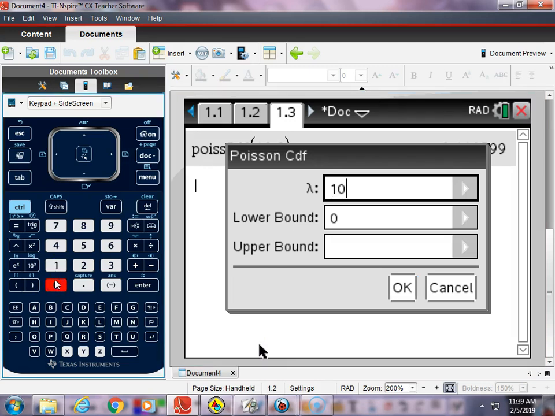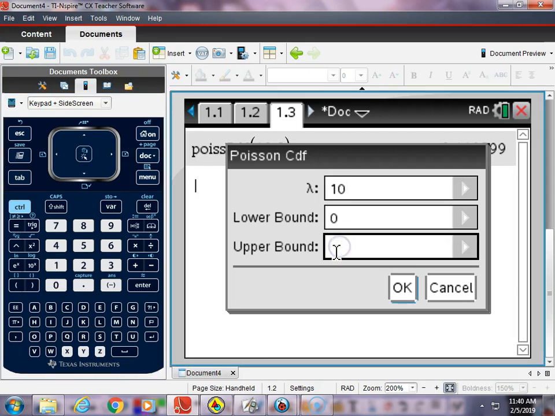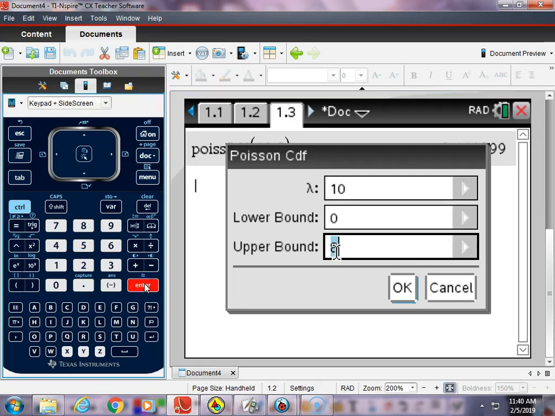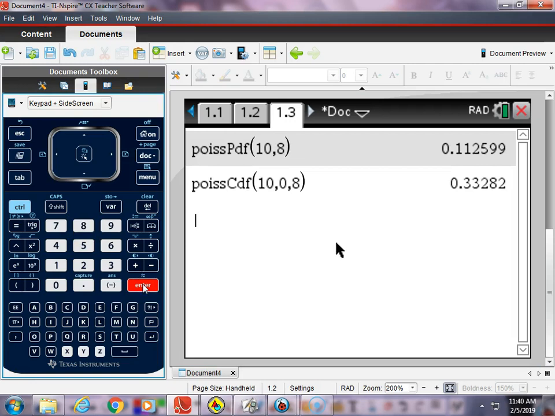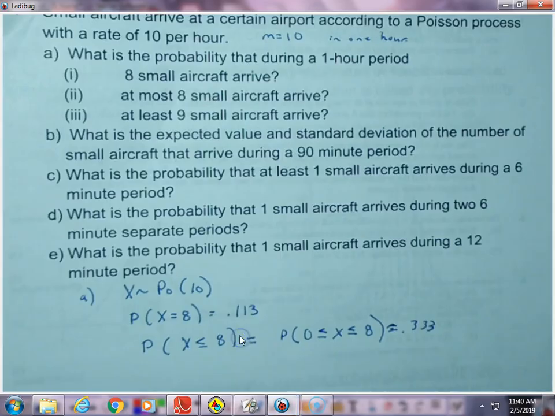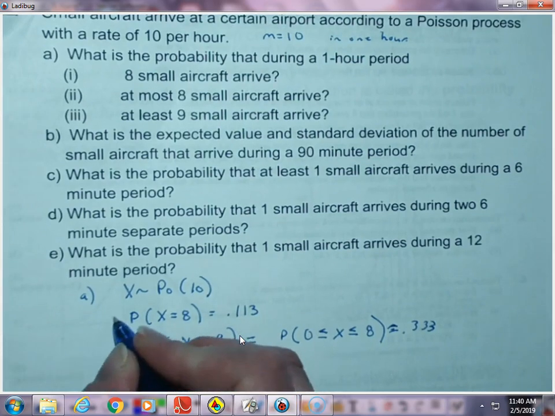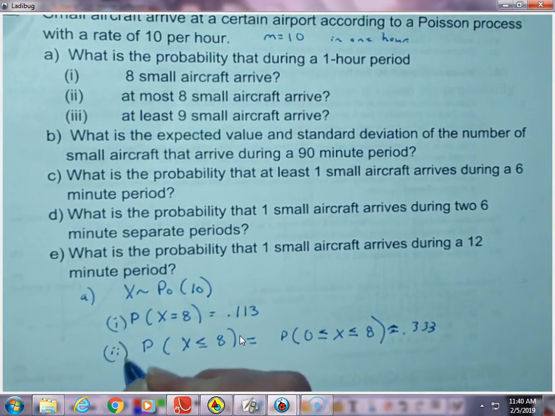So let's go 10 from 0 to 8. Is this for a different part? Yeah. This is II. 0.333. I'll go back so you see what it is. Okay, so I did kind of two at once. So I did the I, and I did the II.